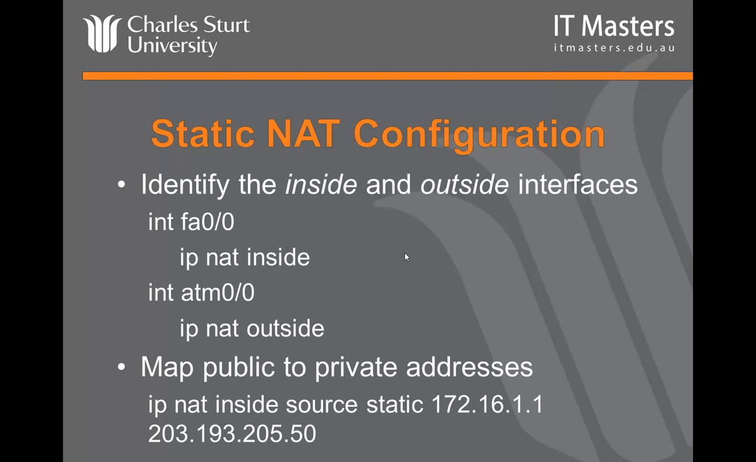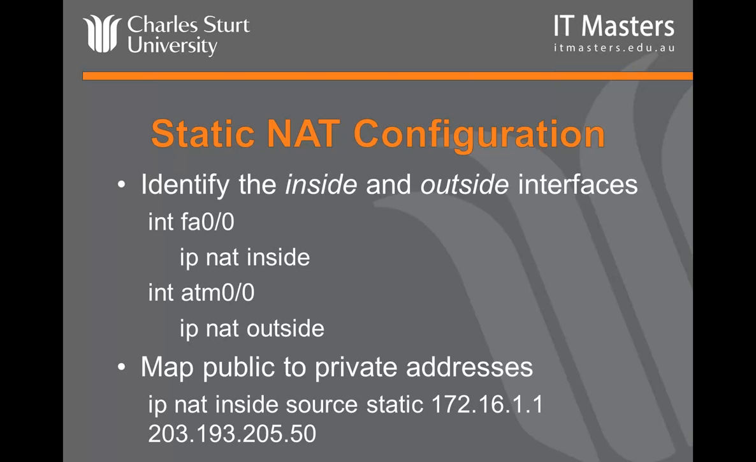If you want to map public to private IP addresses, which of course you normally would, you would do it this way. IP NAT inside source: IP is your protocol, NAT is the function, from the inside interface, so traffic initiated from the inside with the source address of 172.16.1.1 will be statically mapped to the public IP address 203.193.205.50 in this case. So that sets up your static IP address translation.